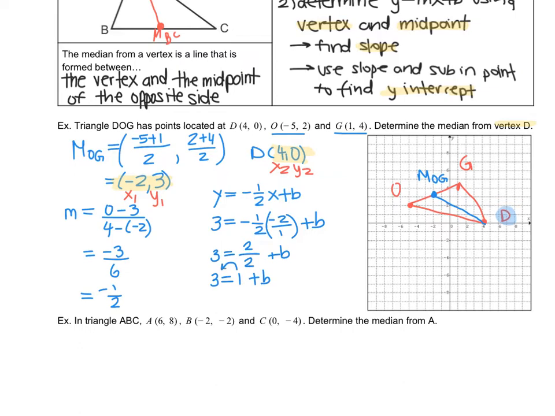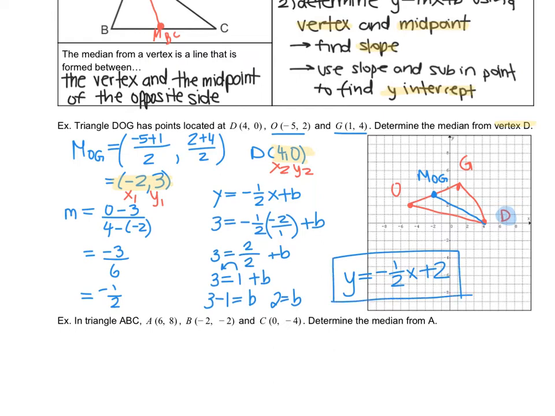And now I can bring the 1 over to finish isolating for b. And remember, when you bring something over, change the sign. So my y-intercept is 2. So now I can put it all together to write my final equation, and that is y equals -1/2 x plus 2.